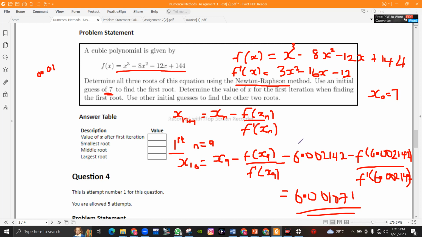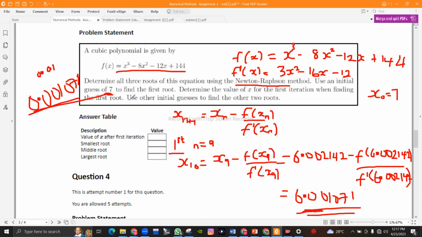And if you take your error, it should be like 0.001071. So for this, I believe it's low enough. We can stop here. So let's move to the next question. So this is our answer.